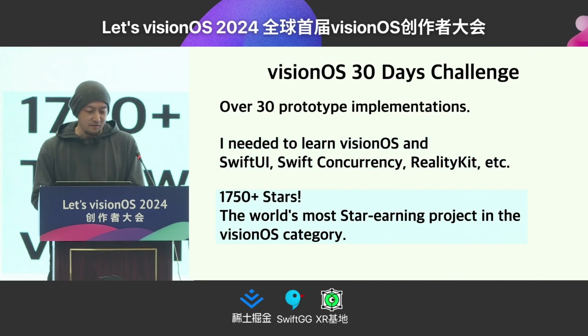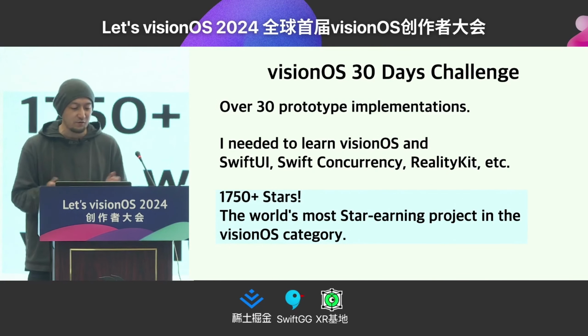And this has been received very well. As a result, this repository got over 1,700 stars, and it is the largest number of stars in the Vision OS category on GitHub.